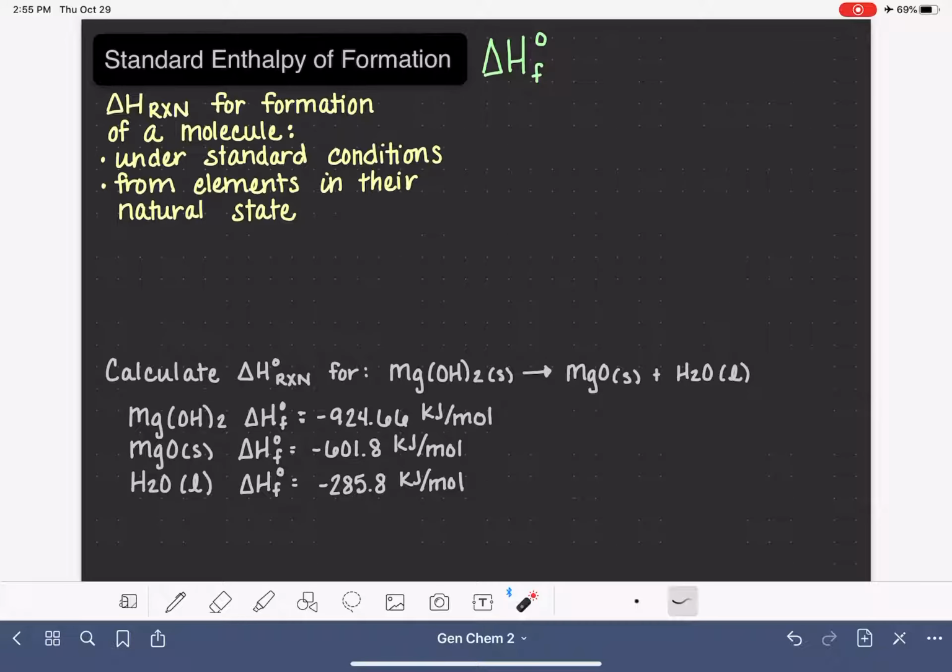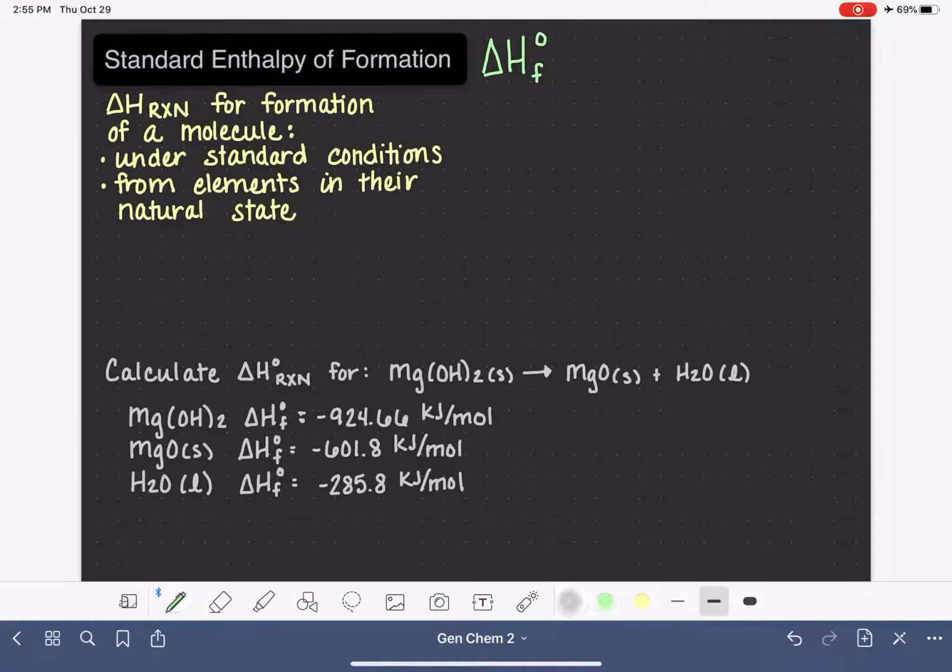In this video, I'm going to teach you how to calculate the change in enthalpy for a chemical reaction using something called the standard enthalpy of formation. Because this is the first time I'm talking about standard enthalpy of formation, I'm going to begin by defining exactly what it means. This is the notation that we use to indicate the standard enthalpy of formation.